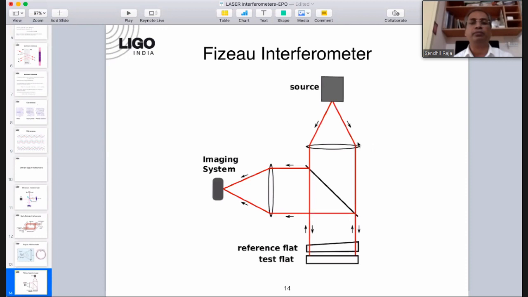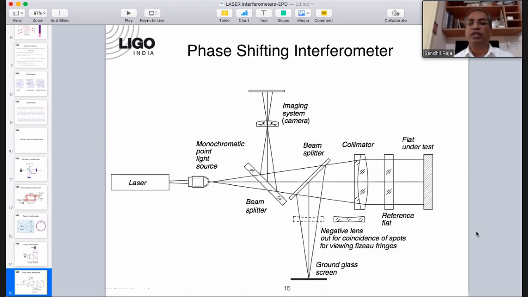The other configuration is to use a Fizeau interferometer, where a light source is collimated, and a beam splitter is inline and also serves as a reference flat. Part of the beam is reflected from the back of this reference flat, and the other portion is reflected from the test surface. They are both reflected back by the beam splitter and interfere on the imaging system. This is a standard setup used in optical testing of components.